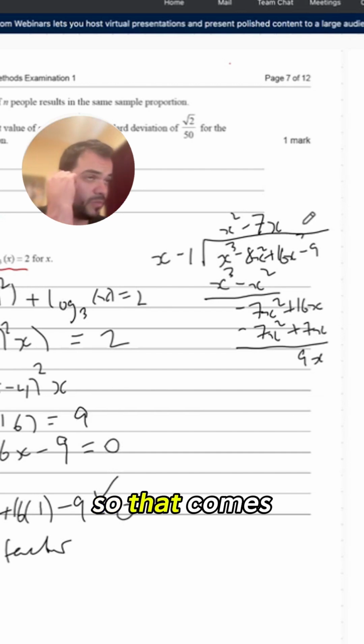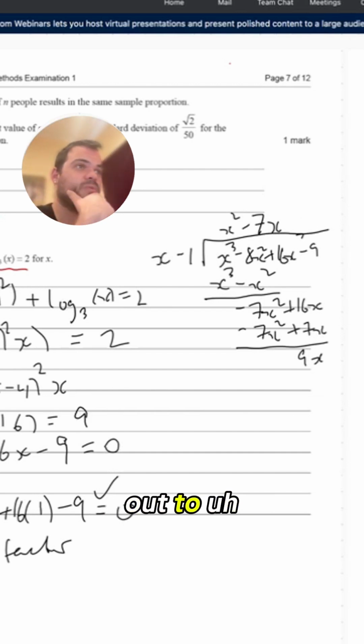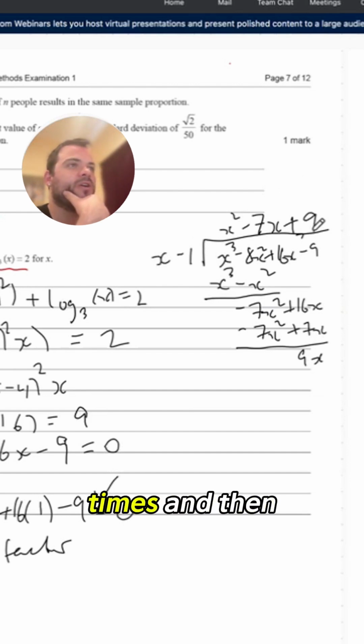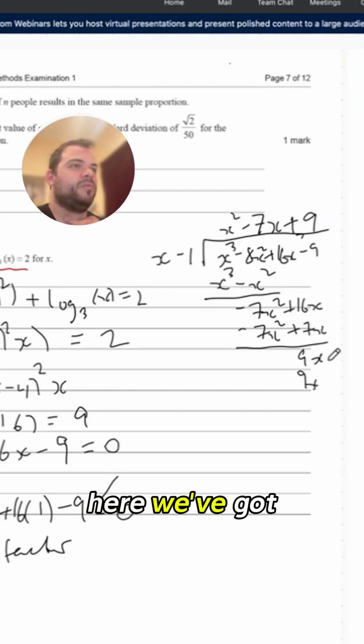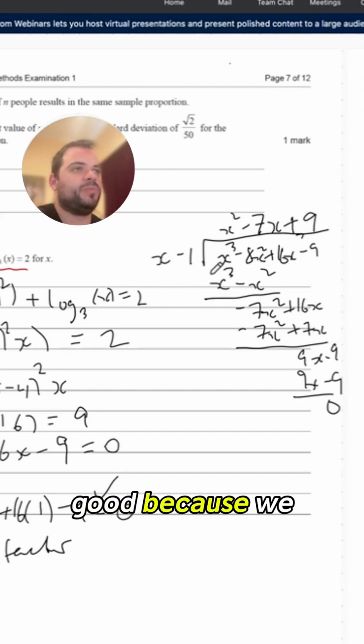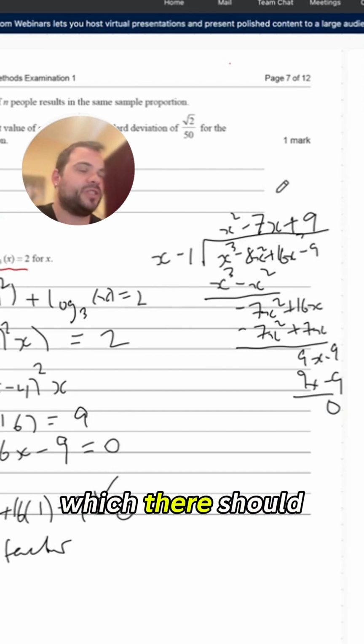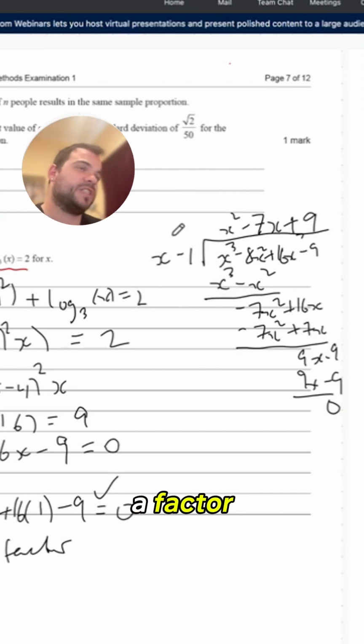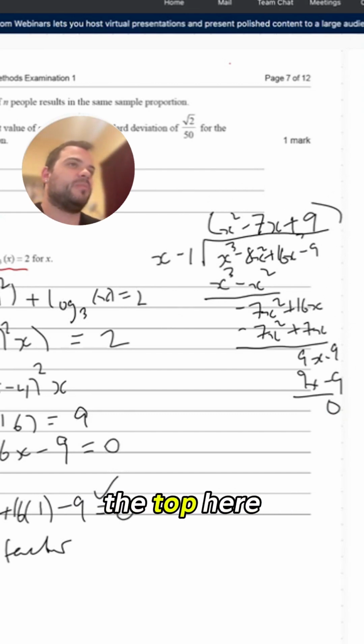So that comes out to, we need to multiply x into 9x. That goes 9 times, and then we get 9 times x. Here we've got a minus 9. 9 times minus 1 is minus 9, and then it goes to 0. So this is good because we found that there's a 0 remainder, which there should be because x minus 1 is a factor, and then the quadratic factor is the thing up the top here.